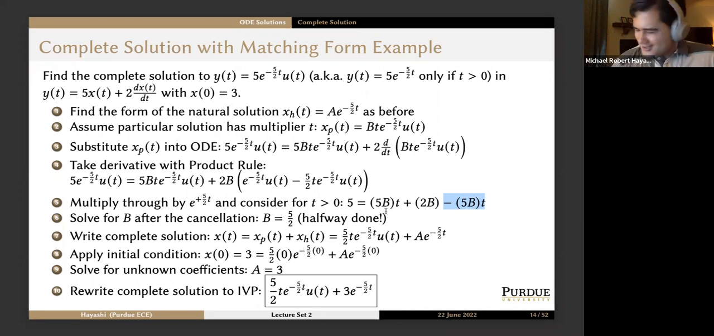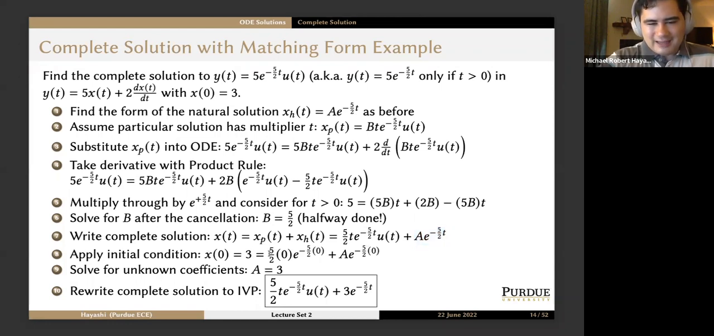And for all this work, we are only halfway done. We only found the particular solution. We have to remember we were instructed to find the complete solution. So we write the complete solution. x of t is equal to x of p of t plus x of h of t, which is 5 halves times t e to the minus 5 halves t u of t plus a times e to the negative 5 halves t. We apply our initial condition, x sub 0 equals 3.